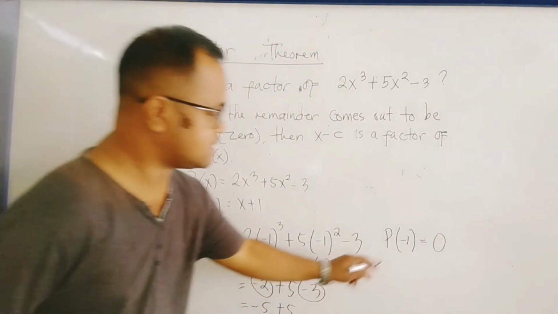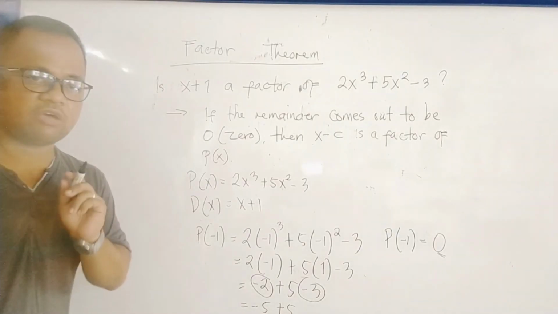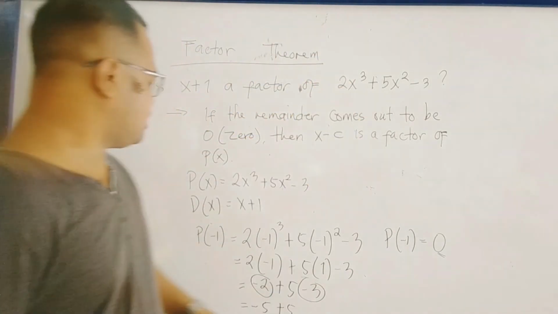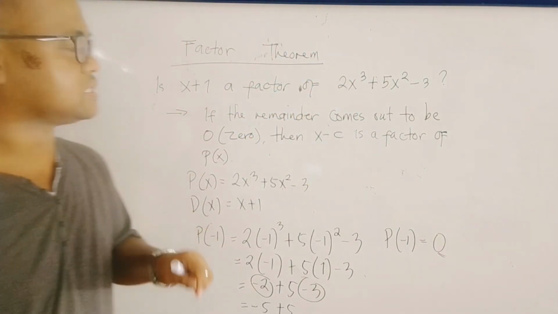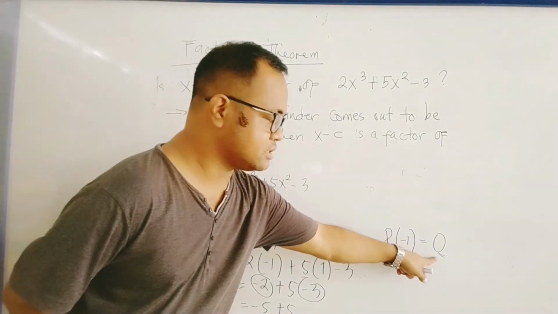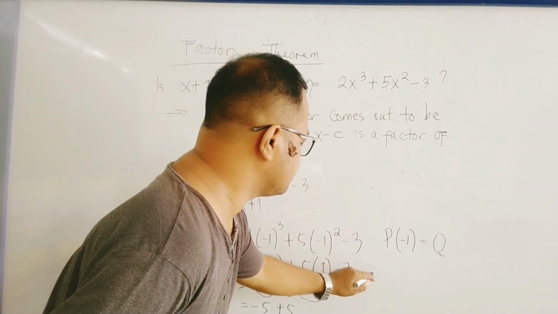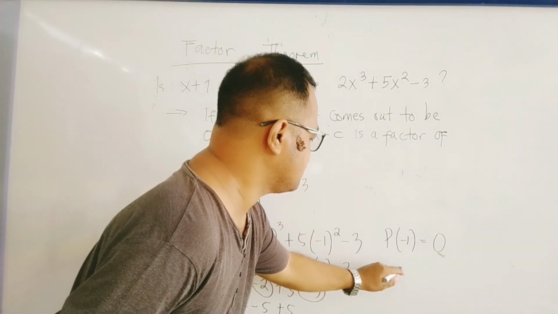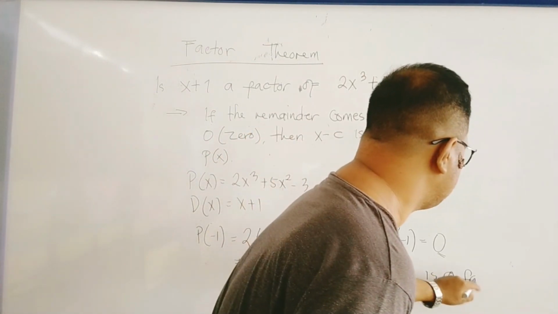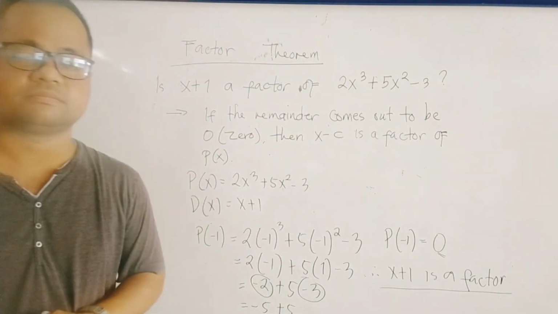So, since the result when you evaluate p of negative 1, which is 2x cubed plus 5x squared minus 3, is 0, the result is 0. So, meaning to say, x plus 1 is a factor. Okay?